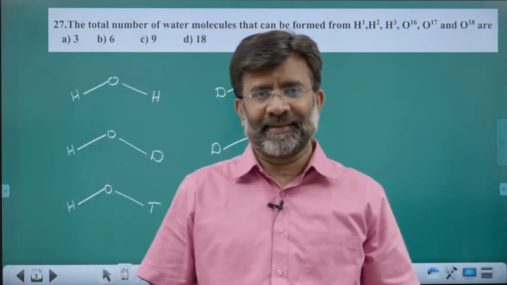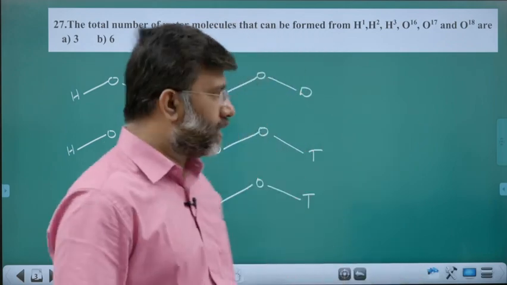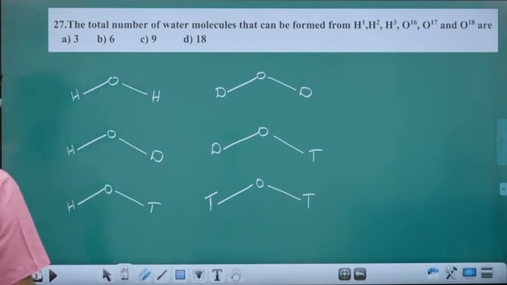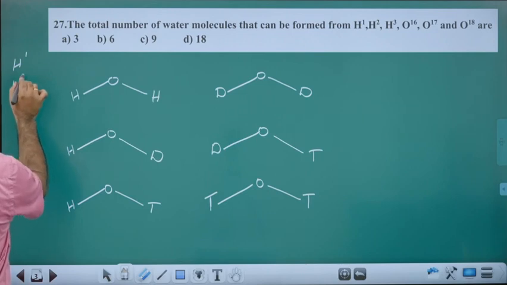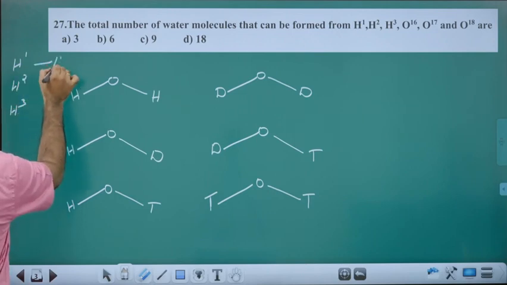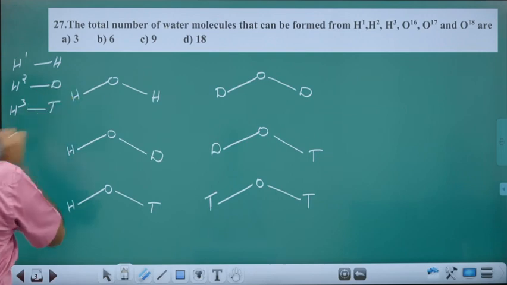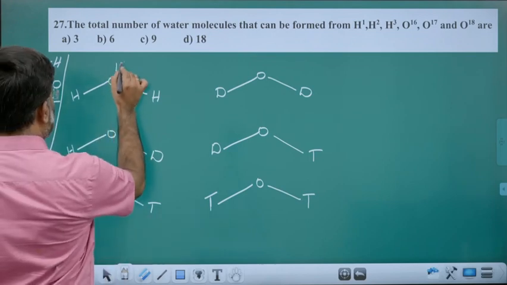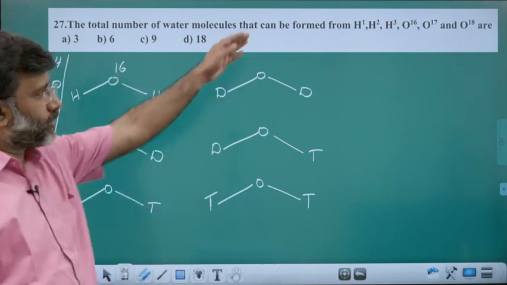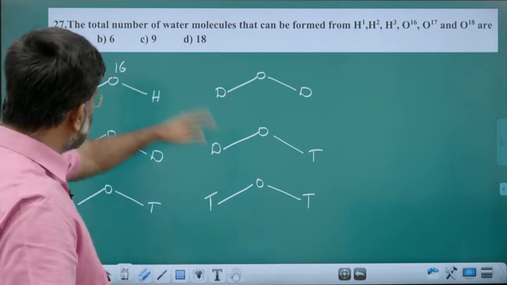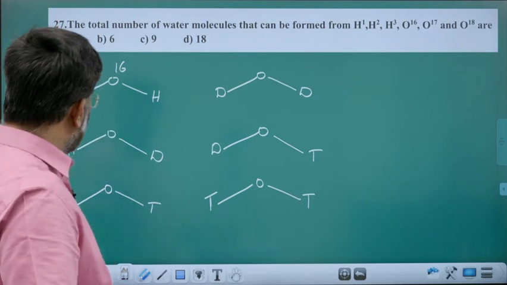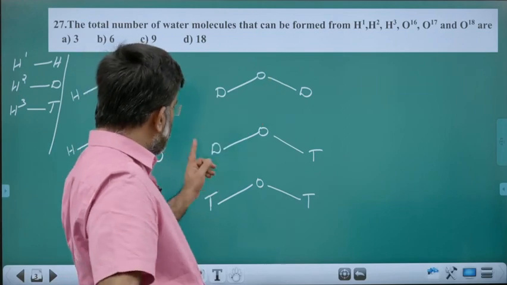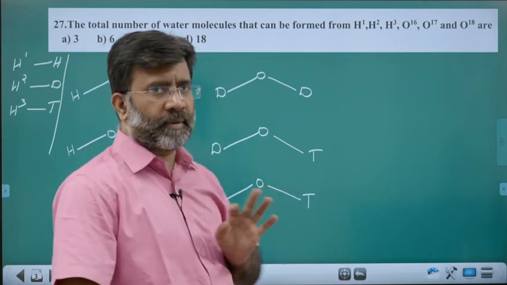That is not the point. Hypothetically even, how many are possible? That is the question. H1, H2, H3 are protium, deuterium, and tritium. All of you know. Now, taking those 3 isotopes and taking oxygen isotope 16, I am getting 6 combinations: protium-protium, protium-deuterium, protium-tritium, deuterium-deuterium, deuterium-tritium, tritium-tritium.